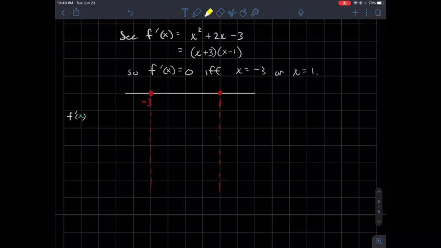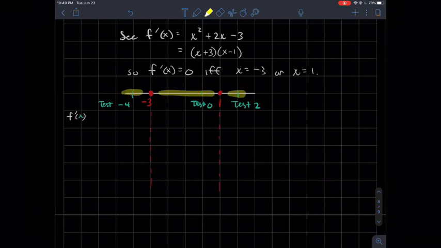What I'm going to do is, on the side, I've got f prime of x here. I'm going to pick a test point in each one of these subintervals. You can pick whatever point you want, it doesn't matter. I'll just pick ones out of convenience. Negative 4 sounds cool, 0 sounded great, and 2 sounds fun.